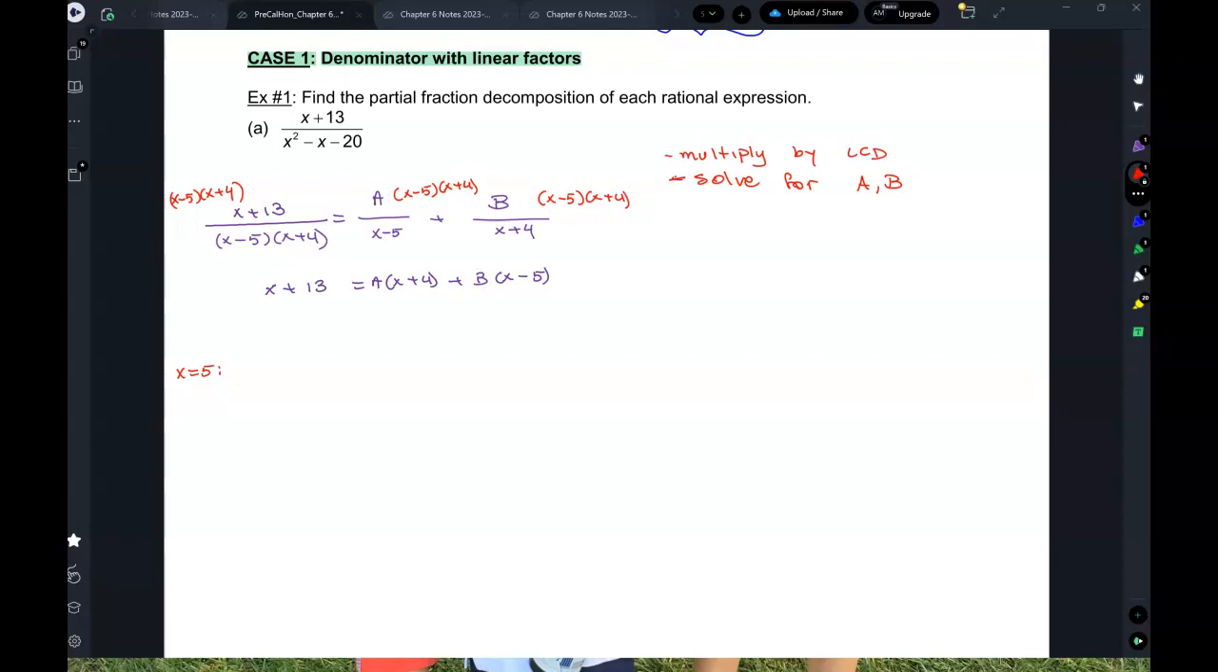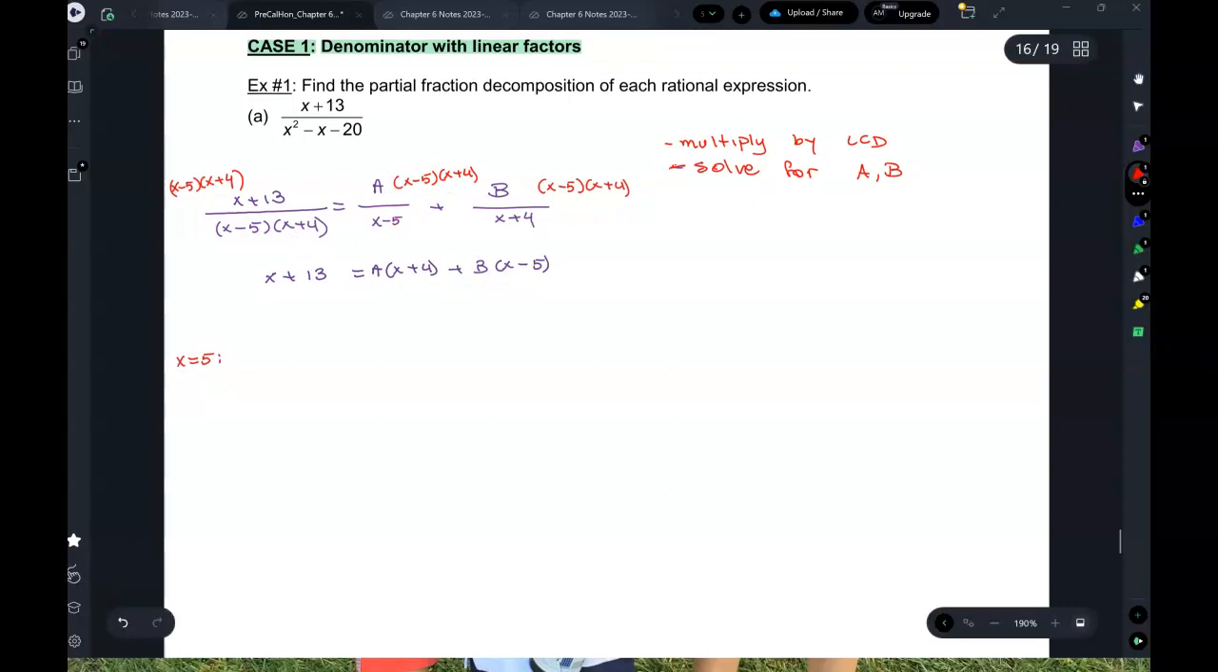No, you can, for the purposes of solving, because the rational function temporarily went away. So here, that's going to be 5 plus 13 equal to a times 5 plus 4 plus b times 0. Now the 0 went away. So what I have here is 18 equals 9a, and then a is equal to 2.